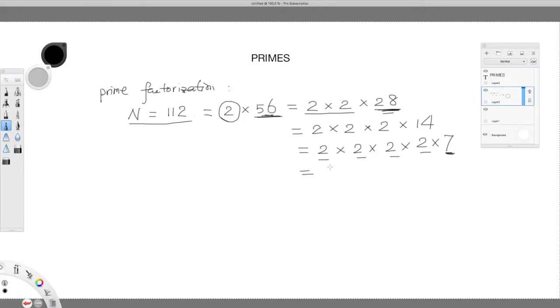Now, just for notation and for convenience, we're going to combine those 2 times 2 times 2 using the powers: 2 to the 4 times 7. This notation might be a little bit alien to some of the younger kids, so let's see what a power means.